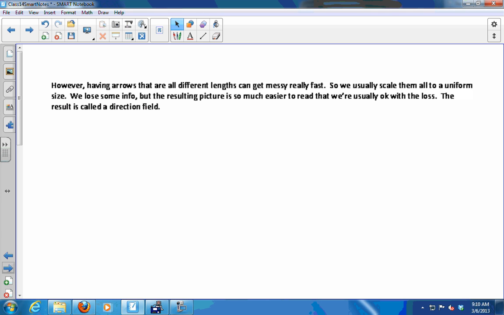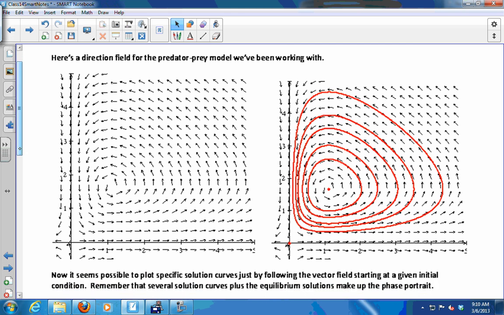So the result is called a direction field instead of a vector field because it just has directions and not lengths. Here's a direction field that I plotted for the predator-prey model, this one on the left. This is the one that we started to do by hand, and we drew 3 vectors and gave up because it took too long. A computer can do it really fast, and now we have a really good sense of the circular motion, and it seems possible to plot specific solution curves corresponding to particular initial values.